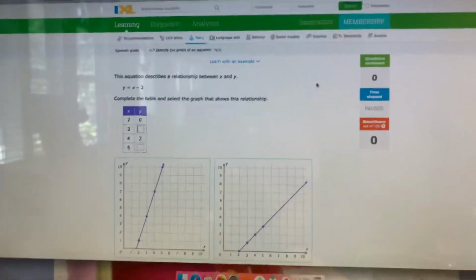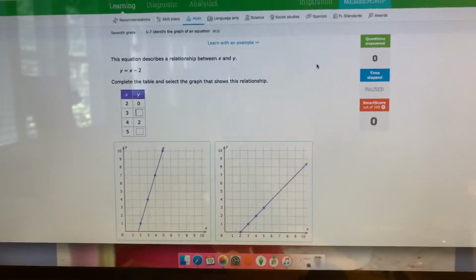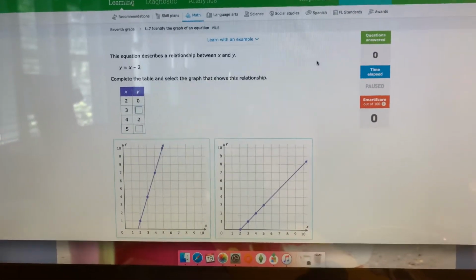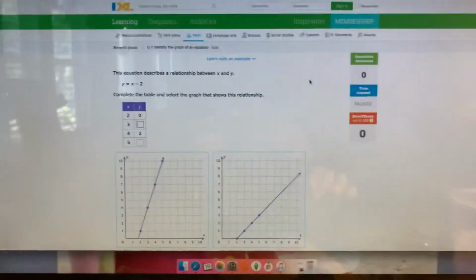All right, so this is IXL U7. I don't know if anyone needs this or not, but I thought I would just do it just in case. Like a little 5-minute thing, maybe less. But anyways, it starts off easy.